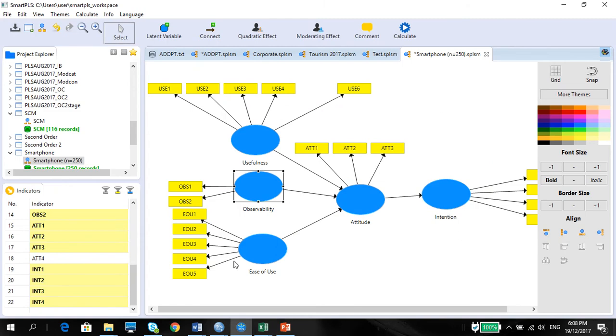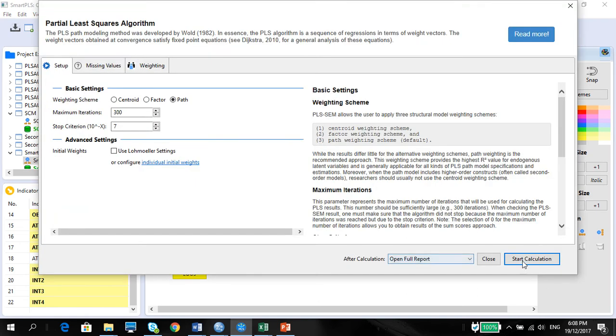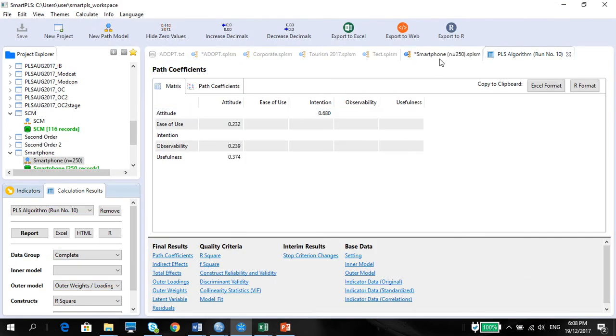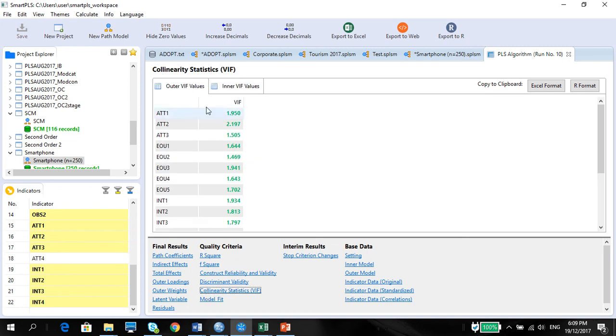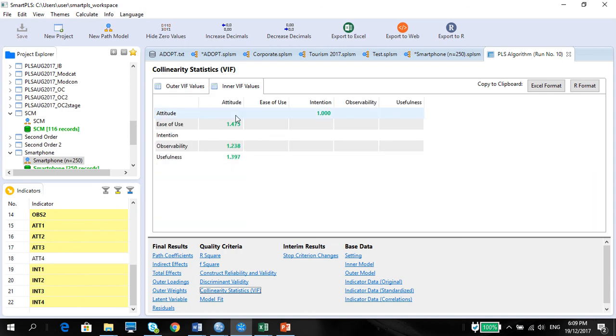So using back the same model, we are going to calculate the PLS algorithm and start calculation. And if you notice in our PLS algorithm, you notice the collinearity diagnostics here. We're not so concerned about the outer VIF. We are more concerned about the inner VIF, where we look at the variance inflation factor between the variables. And you notice that all the numbers here are below 5. So which shows that there is no strong indication of multicollinearity. So that is step one done.